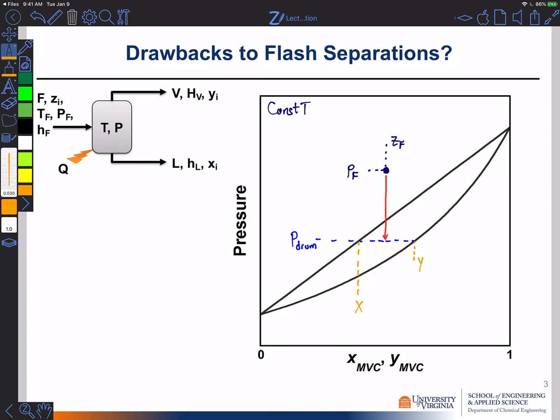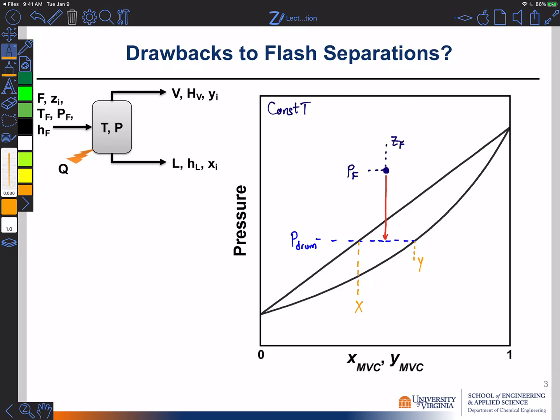And so flash processes can do some separation, particularly in cases where you have this situation where you have a very large relative volatility. Basically, the wider this two-phase region is on the PXY diagram, the more separation you get. If you have a very low relative volatility, for example, or a relative volatility that's much closer to 1, you would see very little separation in the flash process. So generally speaking, flash processes can play a role in certain applications, particularly where there's a big difference in volatility, but oftentimes they're not very practical because we need to do more separation than is possible in a single stage operation like this.